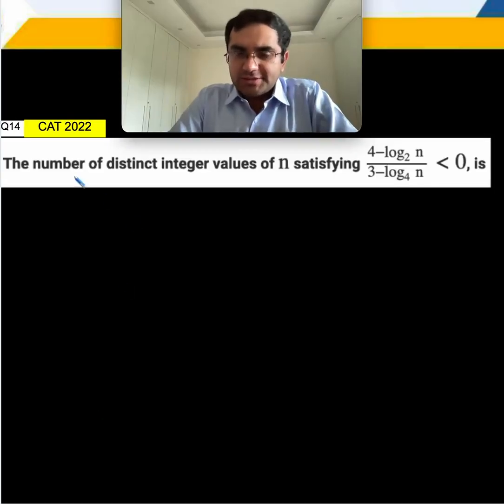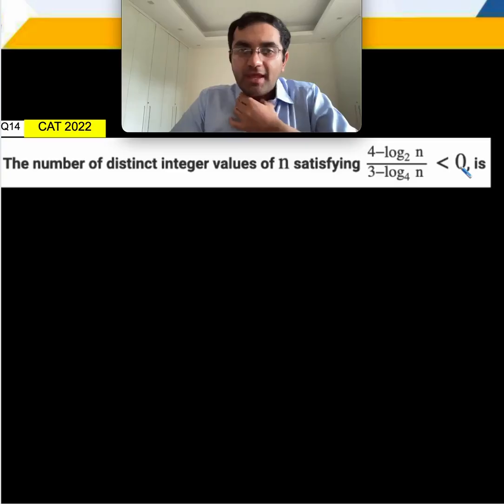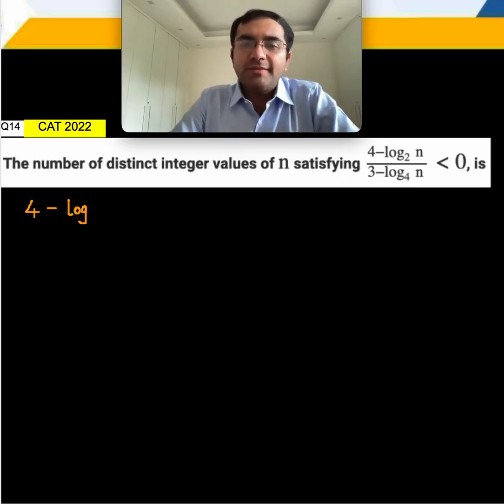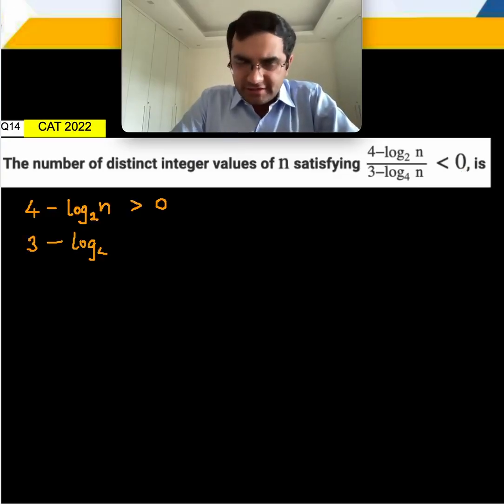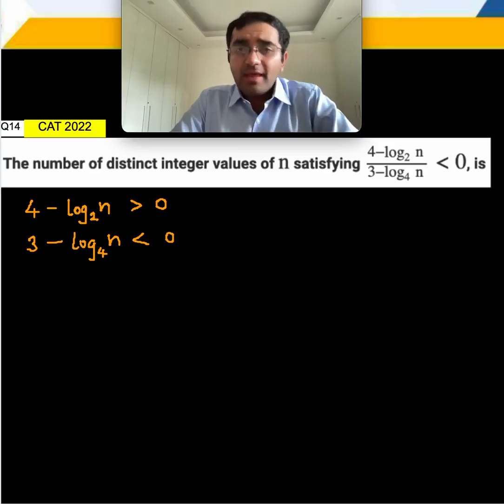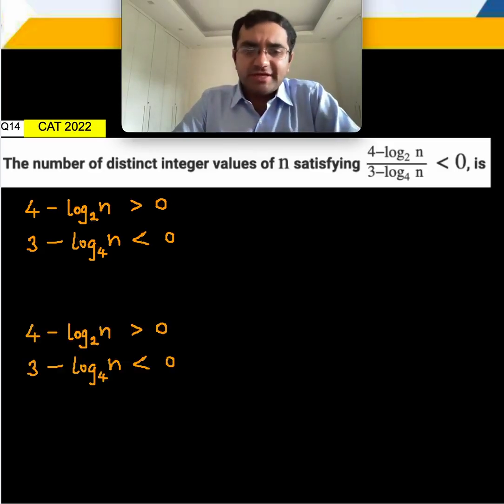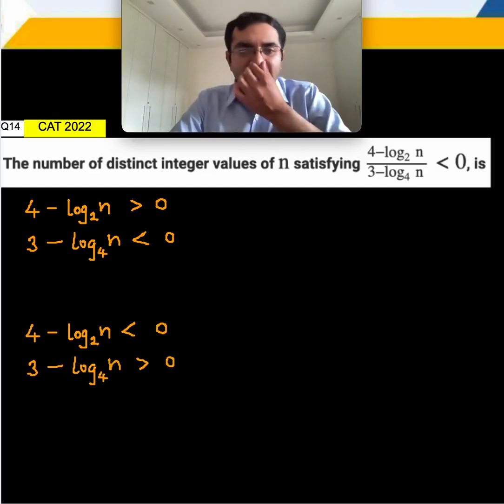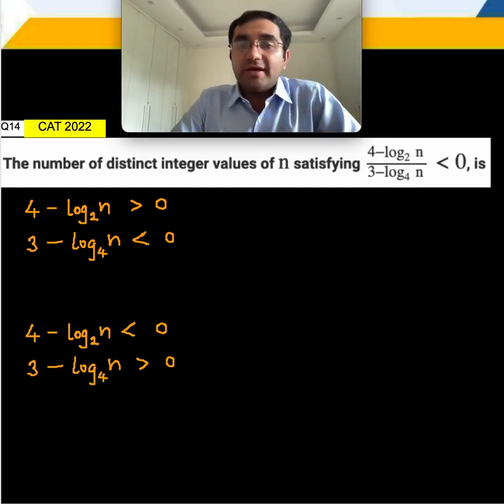Question on logs. Number of distinct integer values of n that satisfy numerator upon denominator to be negative. A fraction will be negative in two cases. First is when the numerator is positive and the denominator is negative. And the second is when the numerator is negative and the denominator is positive. We solve these two cases and then we see whether we are getting some integral values of n.